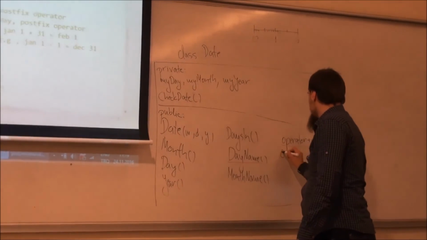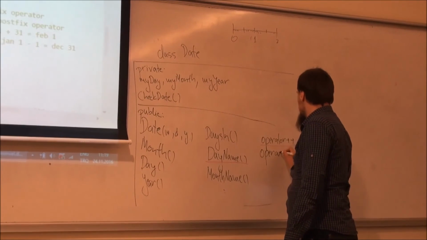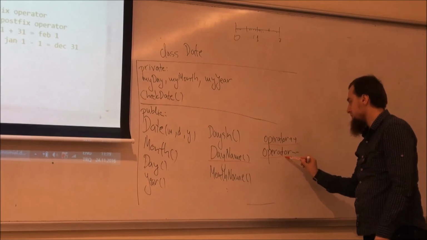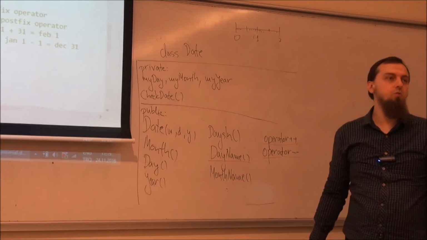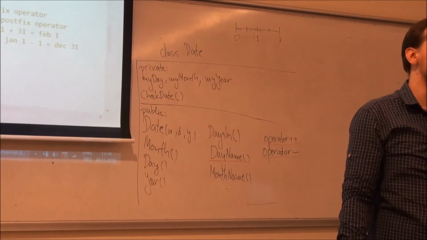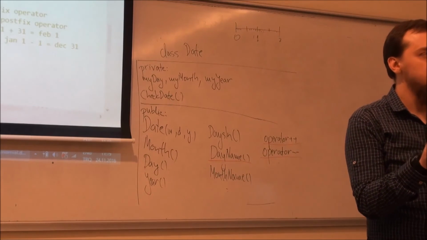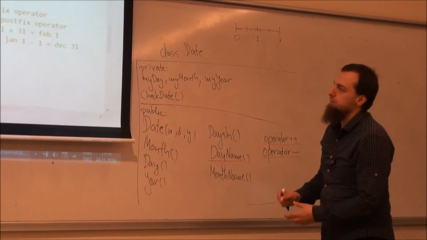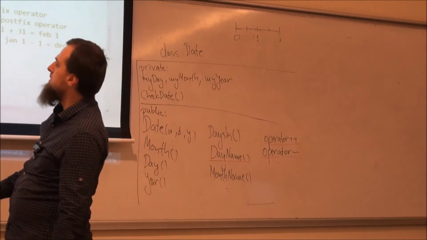So operator minus minus is decrementing the date by 1 day. Remember also operator minus minus. So if today is 1st of January 2017, and if I apply minus minus, it's going to 31st of December 2016. Exactly. What do we have else?